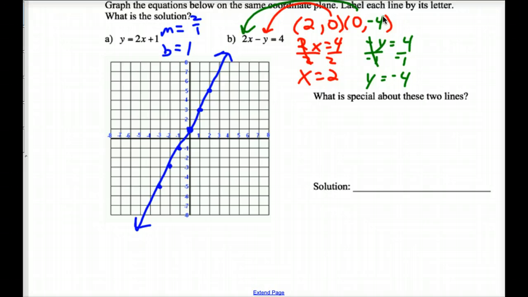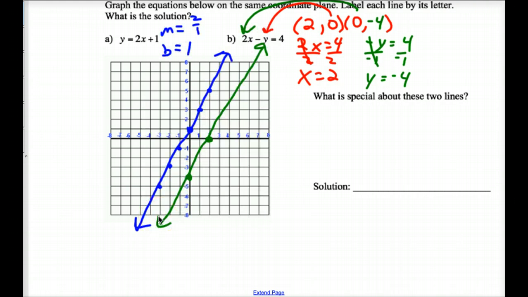Let's graph those 2 points now. So 2, 0. There's 2 units to the right of the origin. 0, negative 4 is down here. Okay? Use your straight edge. Let's see. Go like this.